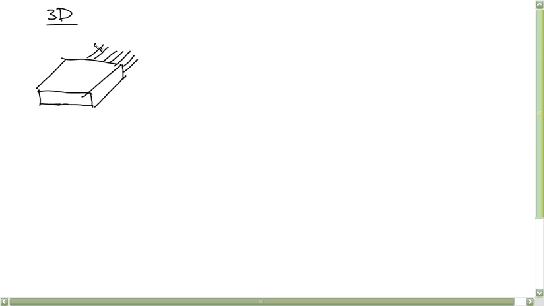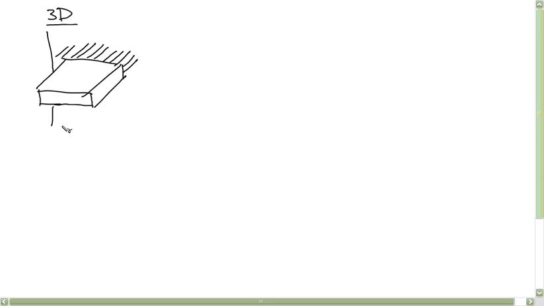All right, now let's go to 3 dimensions. So first, how about a fixed joint in 3 dimensions? Looks something like that. Think about it the same way. What motions does that fixed joint prevent in 3 dimensions?